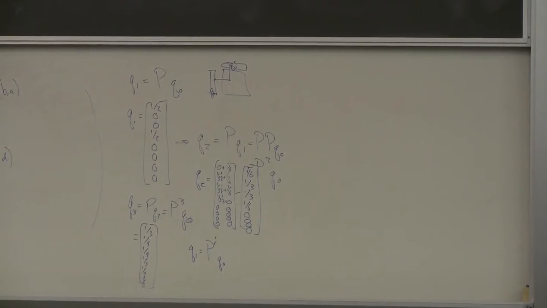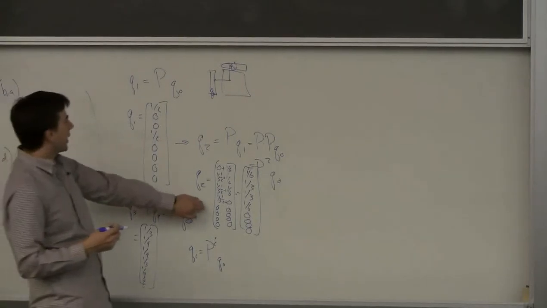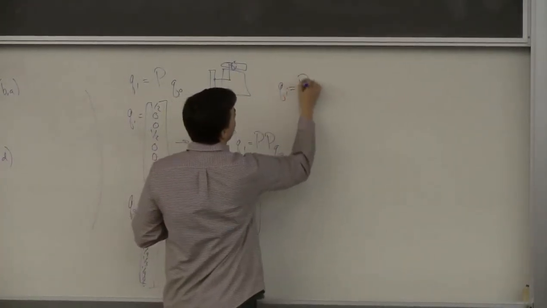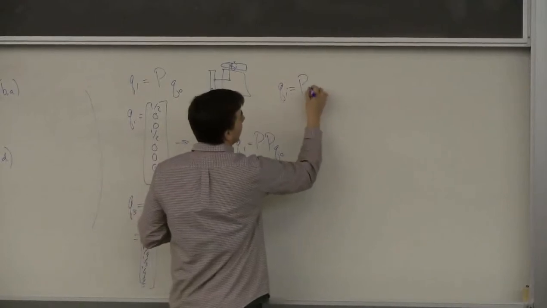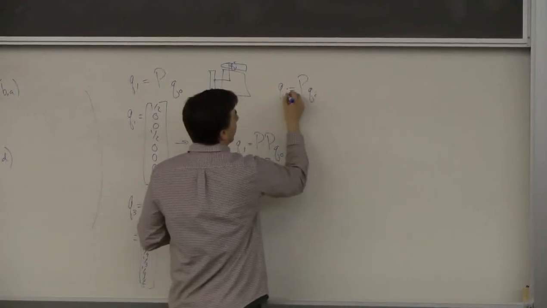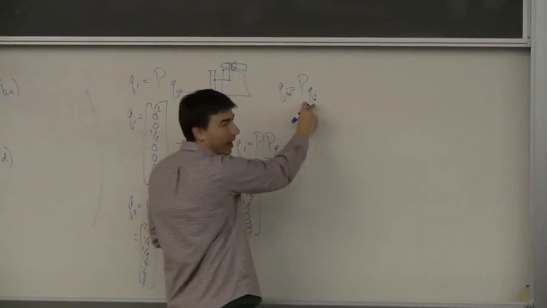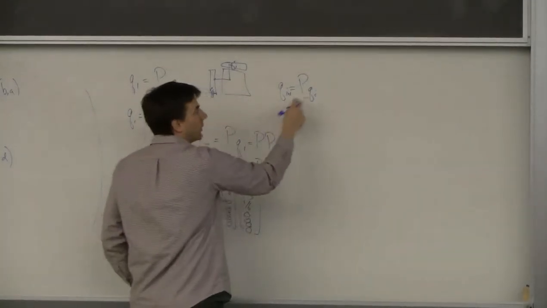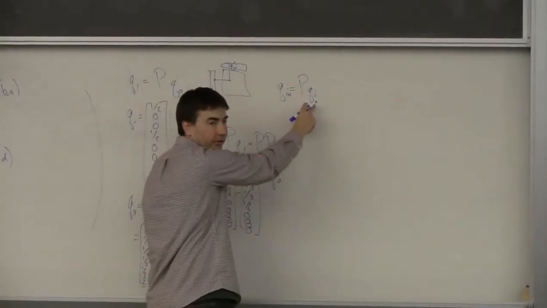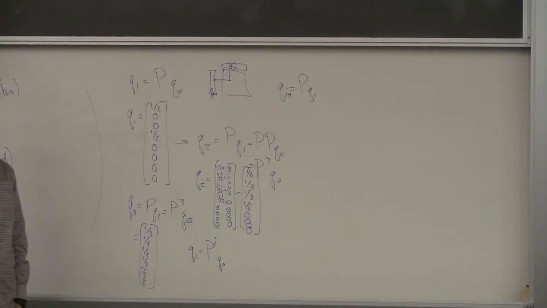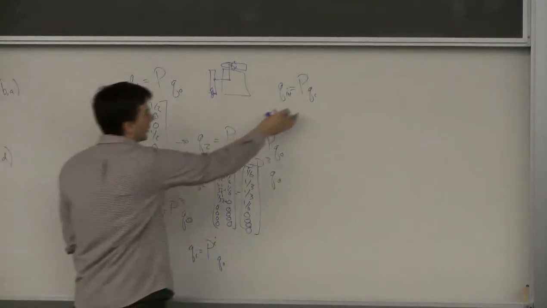So it only matters where you are, or what your current state vector is, in order to get to the next state. I can write in general that Qi plus 1 is equal to the probability transition matrix times Qi. So the next state only depends on the current state. It doesn't matter where I was in Qi minus 1, or Qi minus 2, or even Q0. It only matters the current state.